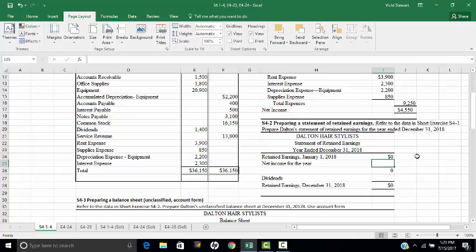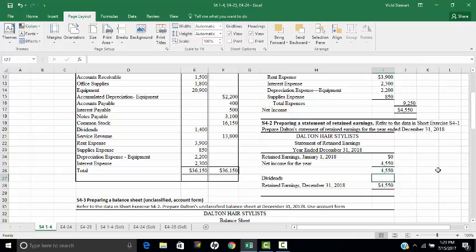Now notice that the next thing that we need to have is the net income for the year. So we have that information from the income statement that we just prepared. So again, you have to prepare these in a certain order. The income statement has to be prepared first before you can do the statement of retained earnings. So now we're going to list our net income for the year, and we get a subtotal.